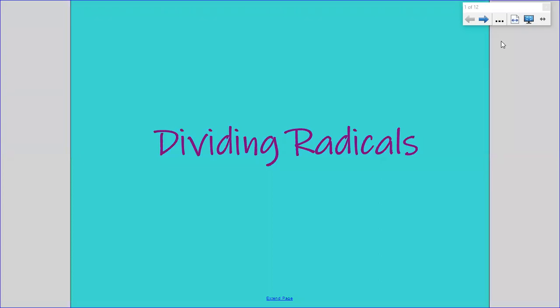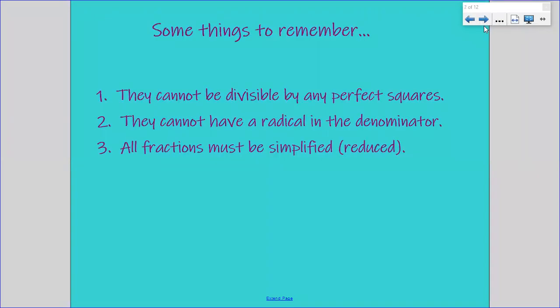Hey guys, we are going to be dividing radicals this week. So here are some examples to help you with your at-home learning.